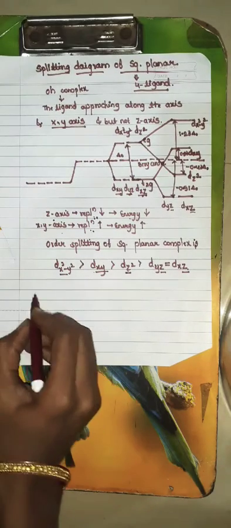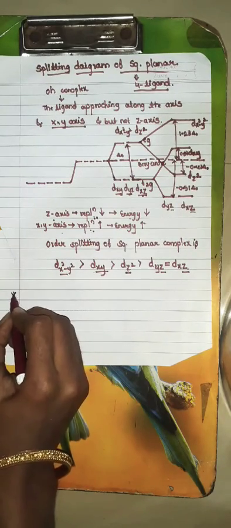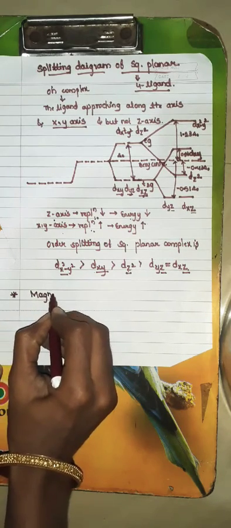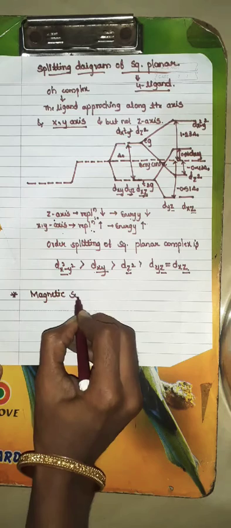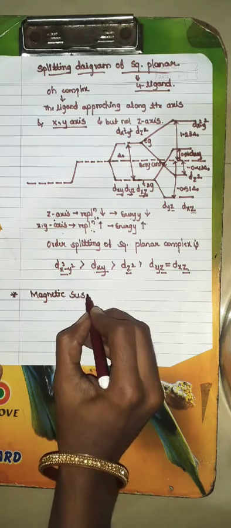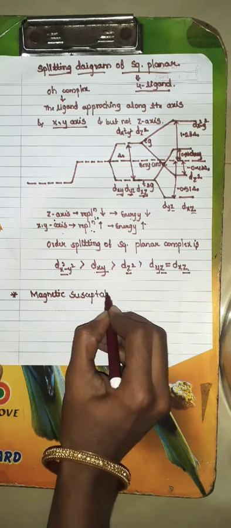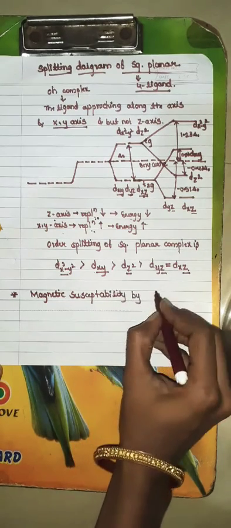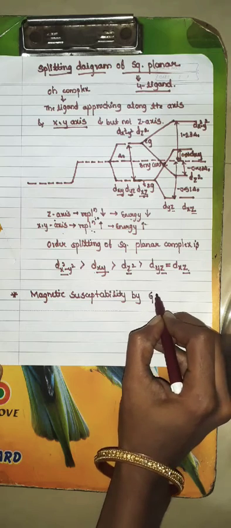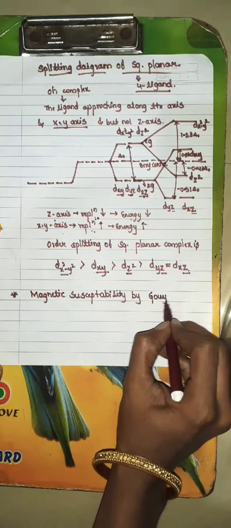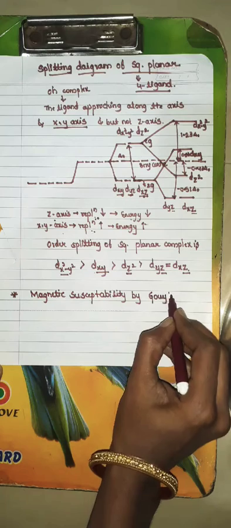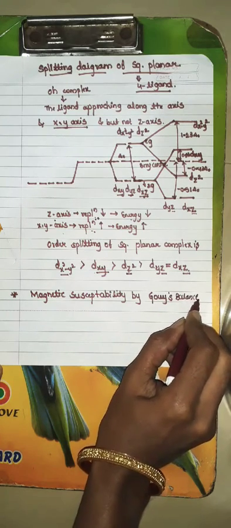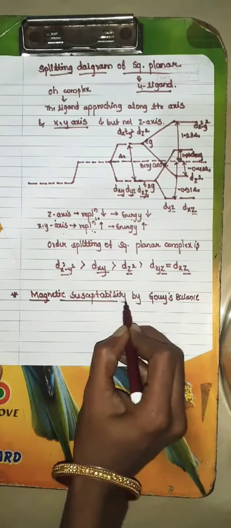Okay, I hope you understood. Then the next one is magnetic susceptibility. Next we have to calculate magnetic susceptibility by Gouy balance. By using this balance we have to calculate magnetic susceptibility.